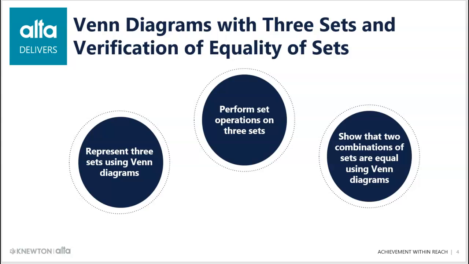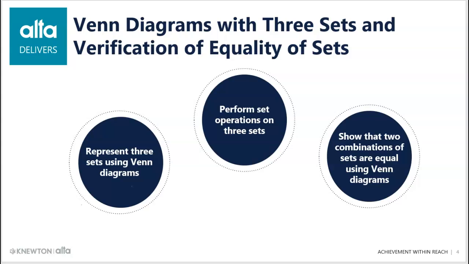So they're going to overlap where all 3 sets overlap and just pairs of sets overlap. So it gets a little more complicated, so you have to pay attention to details. It's not difficult, it's just details. So we're going to represent 3 sets using a Venn diagram. We'll be given a list of sets and then put them into a 3-set Venn diagram. The key to that is starting with the intersection of all 3.